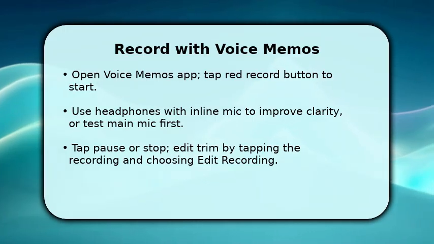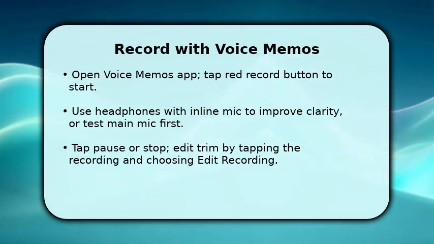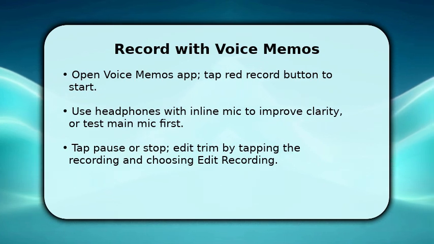Once recorded, tap the item. Choose Edit Recording to trim or replace parts. This helps remove mistakes without redoing the whole take.